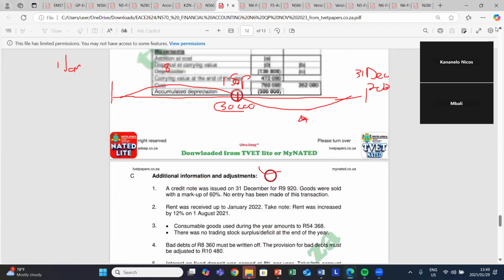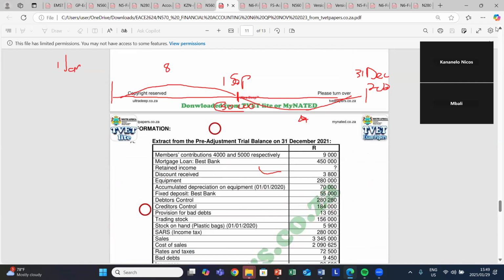Let's go check our fixed deposit here in our trial balance. How much is it? It's 2,200. No, not interest. I wanted the fixed deposit. Go down. Go down. It's 2,200. That one is interest on fixed deposit. I wanted us to look for the initial investment that was made.